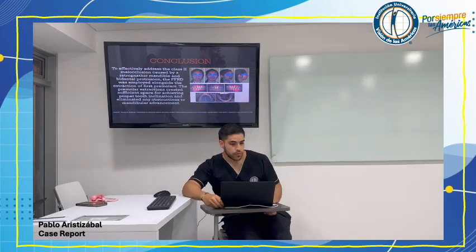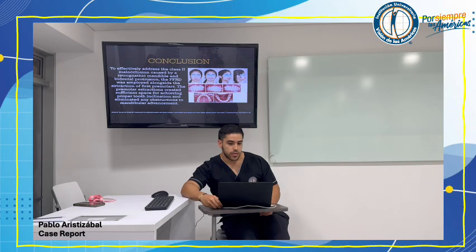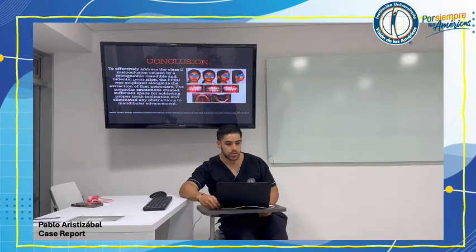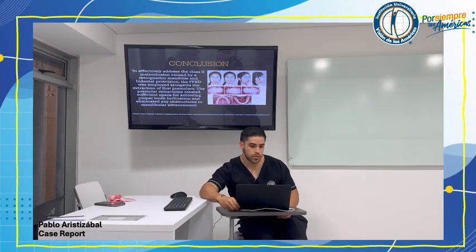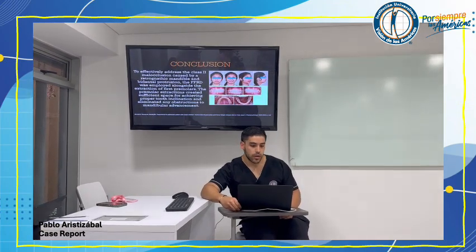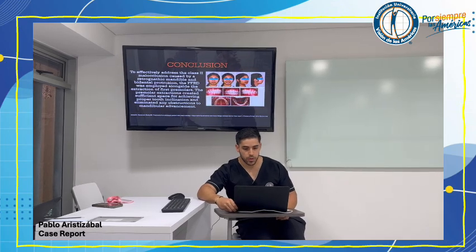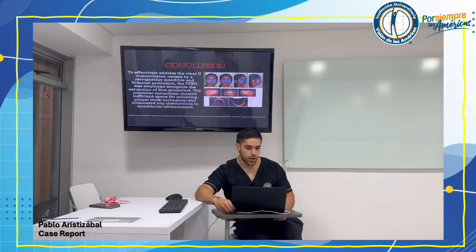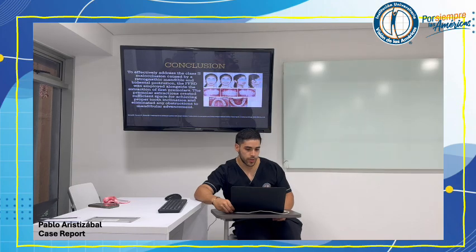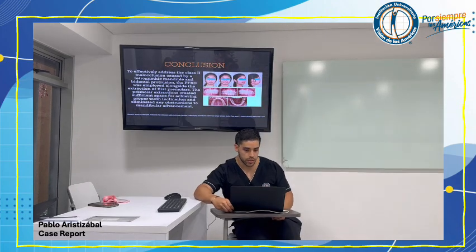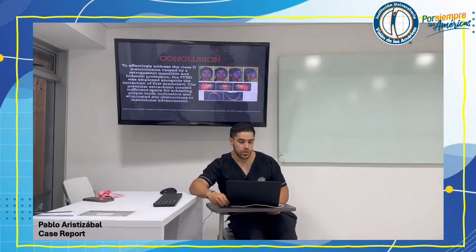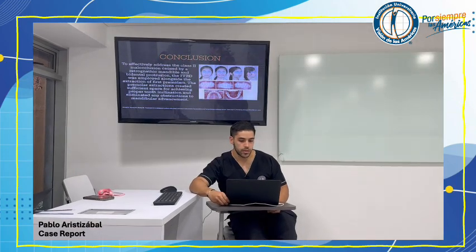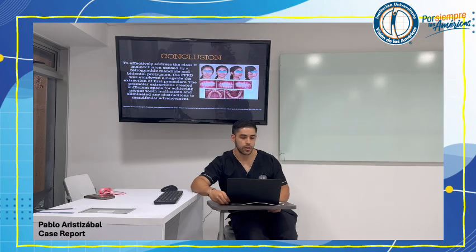And to conclude, to effectively address the Class 2 malocclusion caused by a retrognathic mandible and bidental protrusion, this hybrid functional device was employed alongside the extraction of the first premolars. The premolar extractions created the necessary space for achieving proper tooth inclination and eliminated any obstructions to the mandibular advancement.